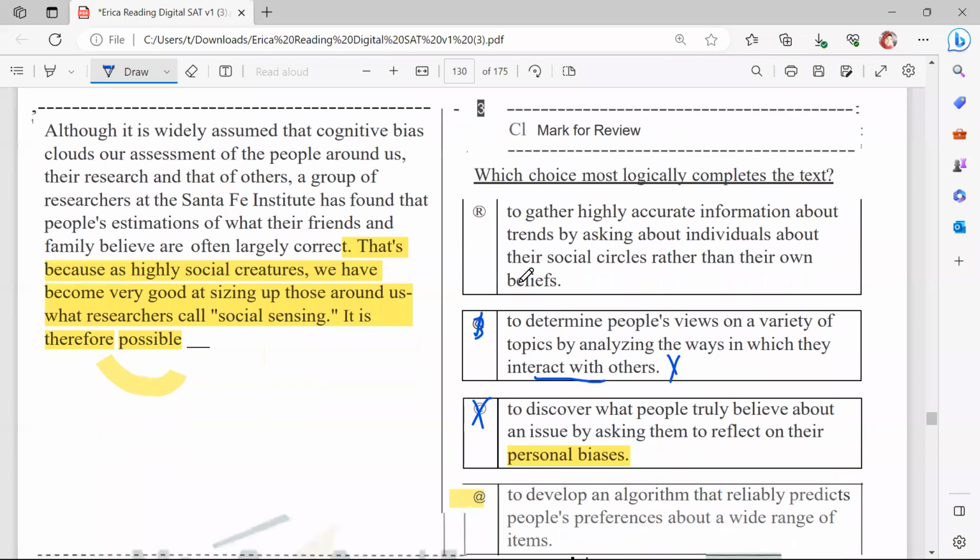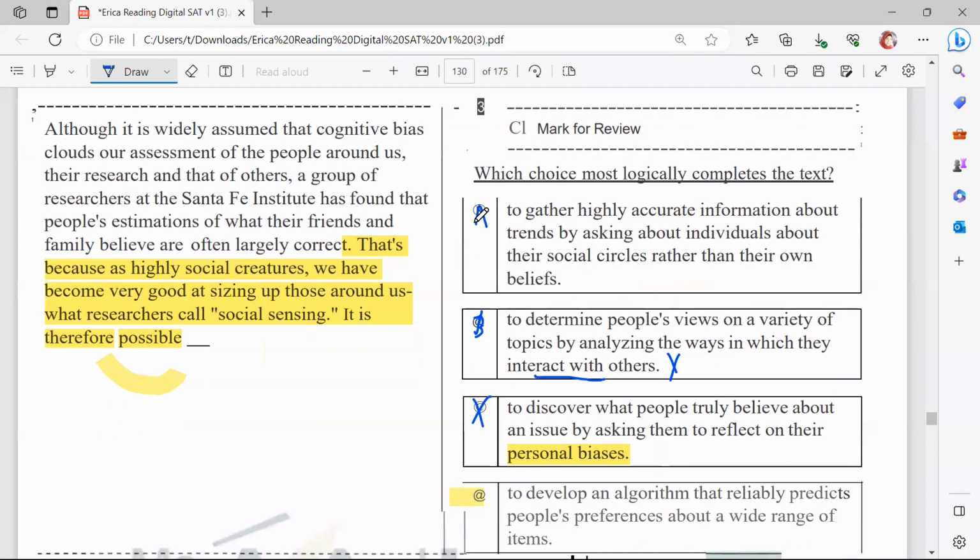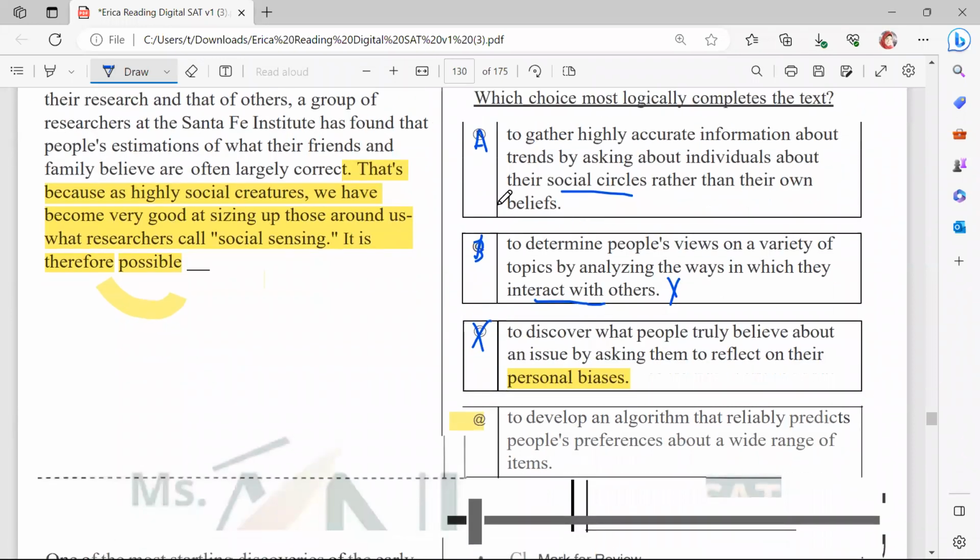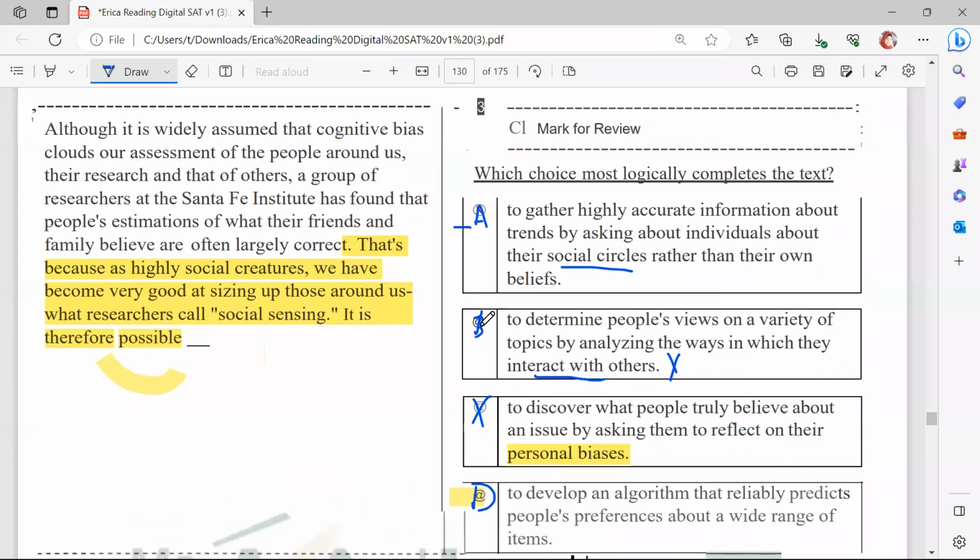Type letter A, this is A, okay? To gather highly accurate information about trends by asking about individuals, about their social circles, rather than their own beliefs. Can you see? Now, if you're confused, compare A and D. You know that this is usually the case.